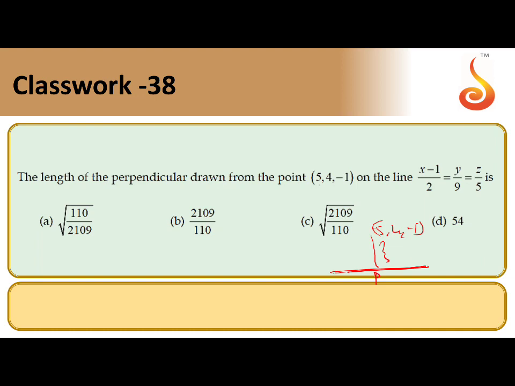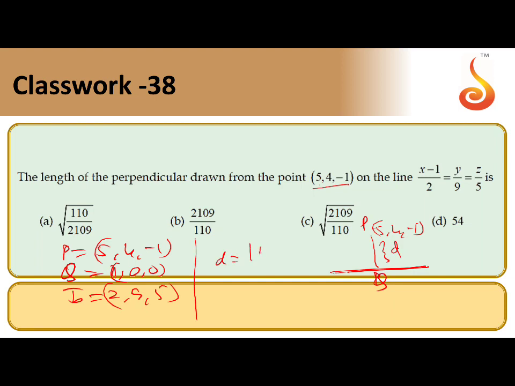This point you can take as the given point P, and this point you can take as Q, a point on the line. So P is given as (5, 4, -1). Q is a point on the line, (1, 0, 0), and the parallel vector to the line is (2, 9, 5). So there is a shortcut formula for this distance: d equal to modulus of b cross PQ bar divided by modulus of b. The length of the perpendicular from P to the line is this. You can use this formula to get the answer. I will solve it on the next page. So what is P? P is (5, 4, -1), that is the given point.